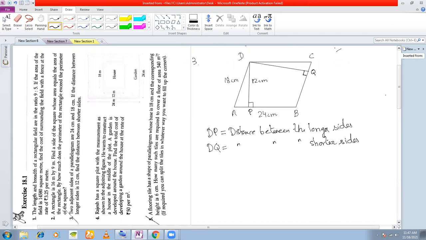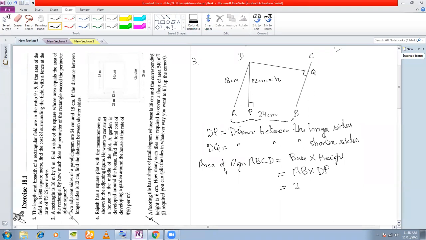Okay, now once we know the distance between the longer sides, what is the area of this parallelogram ABCD? If I consider this as my height, which one becomes my base? This AB becomes my base, right? So base into height. AB is my base and DP is my height.